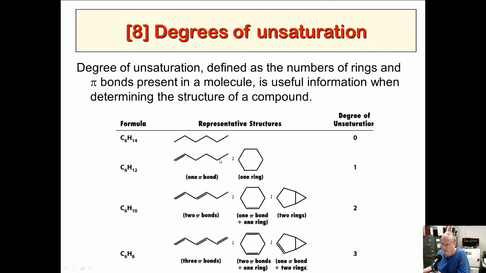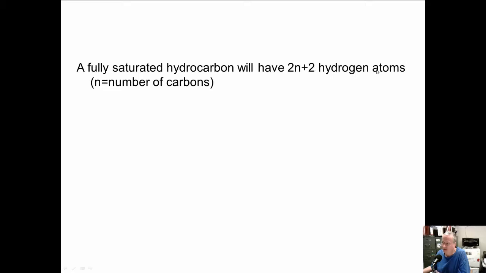It is one. What about a molecule with two double bonds, a ring and one double bond, or two rings? What do you think? That's two. What about a molecule with three double bonds, or a ring and two double bonds, or two rings and one double bond? That's three, okay? That's the basic meaning of it. Degrees of unsaturation is the number of rings or double bonds in the molecule, all right? So fully saturated, we'll have 2N plus 2 hydrogen atoms, right? We already said that. So like hexane is 2N plus 2 hydrogen atoms.